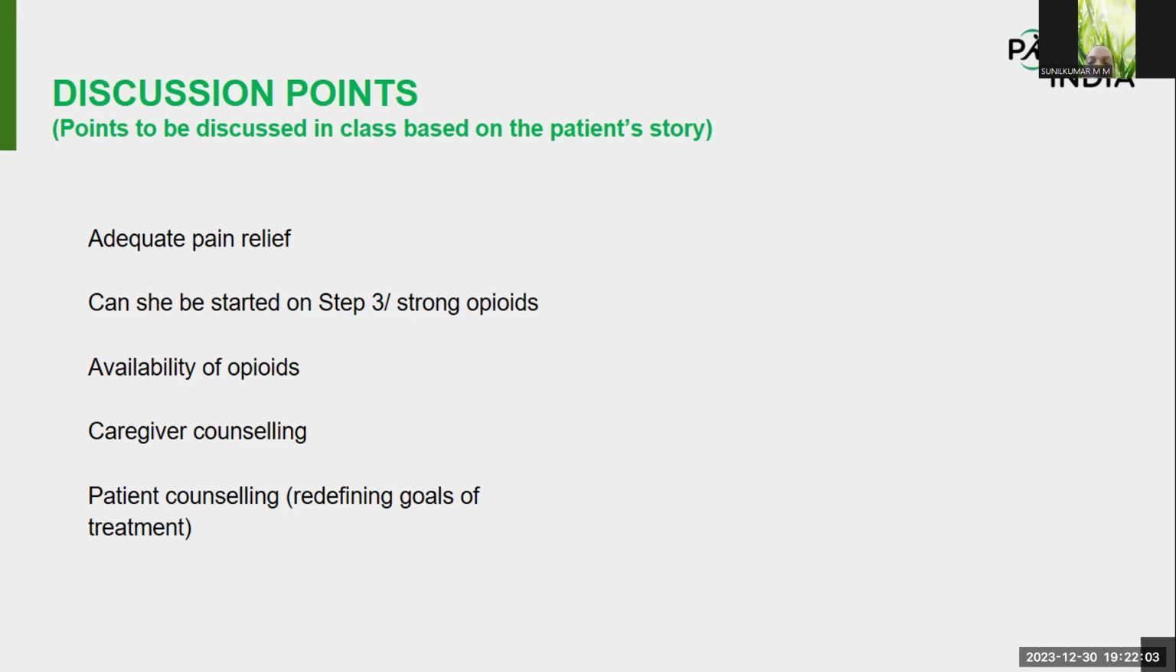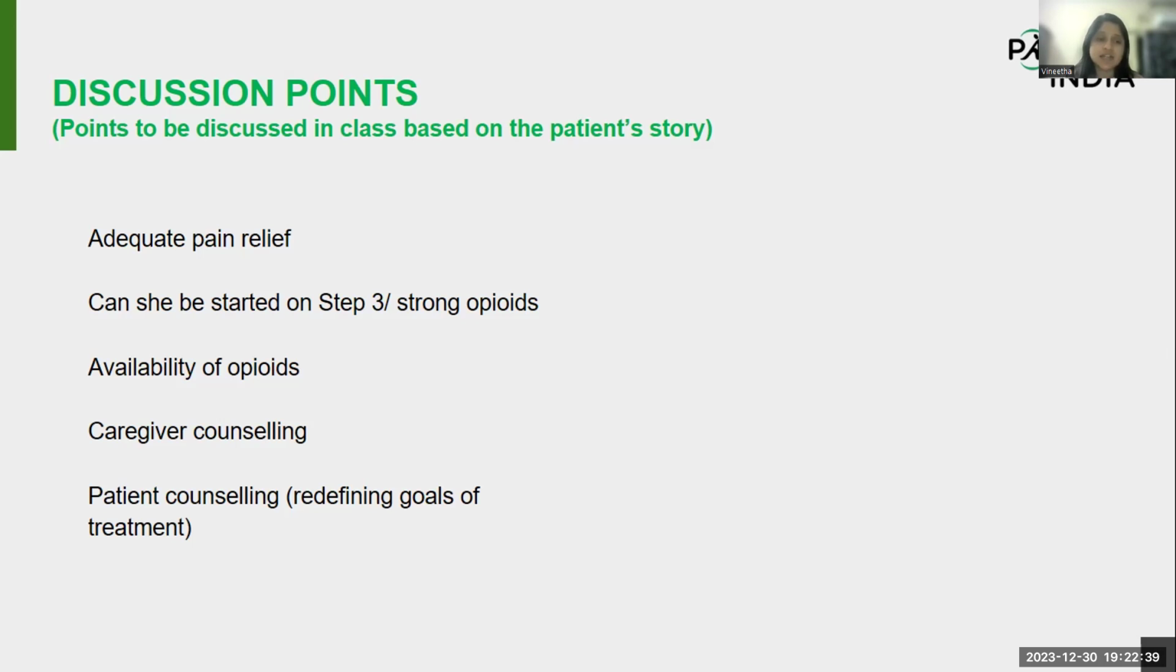Vineetha, what's your opinion? So if oral morphine solution is available, then that is a good choice in this patient in view of restricted mouth opening. So I would go for that if it is available, but as morphine is not available, then she might need to be referred to a place where morphine is available. She needs to be put on strong opioids because her pain control is very much inadequate.